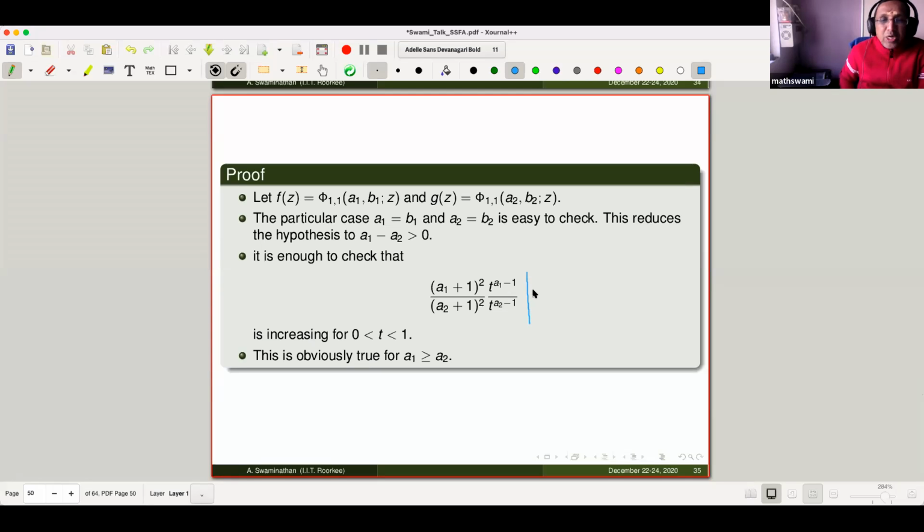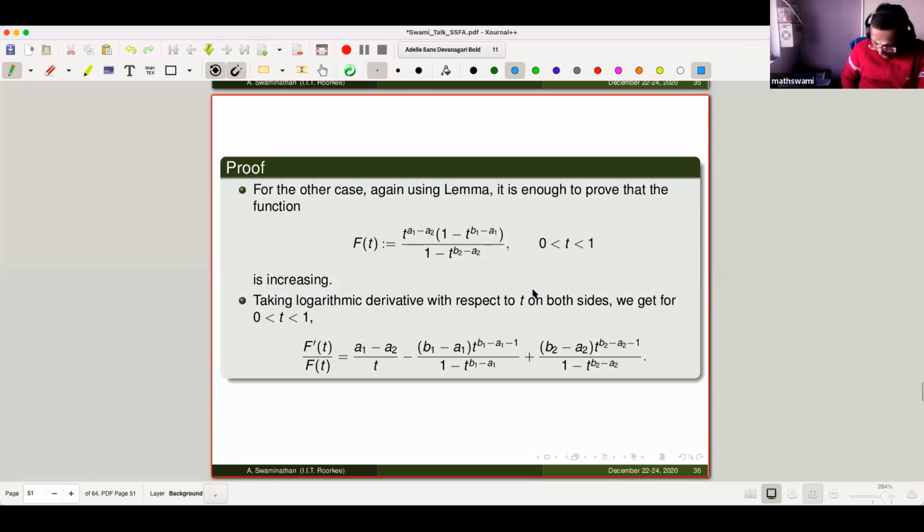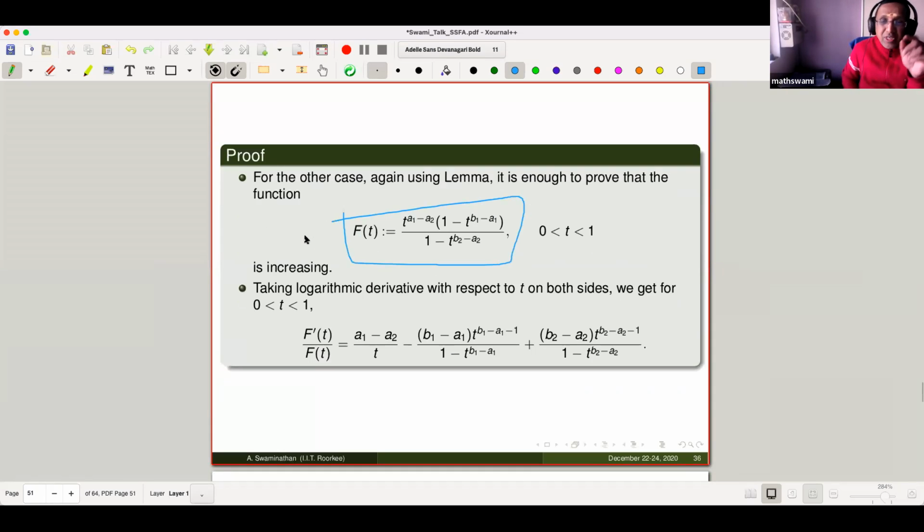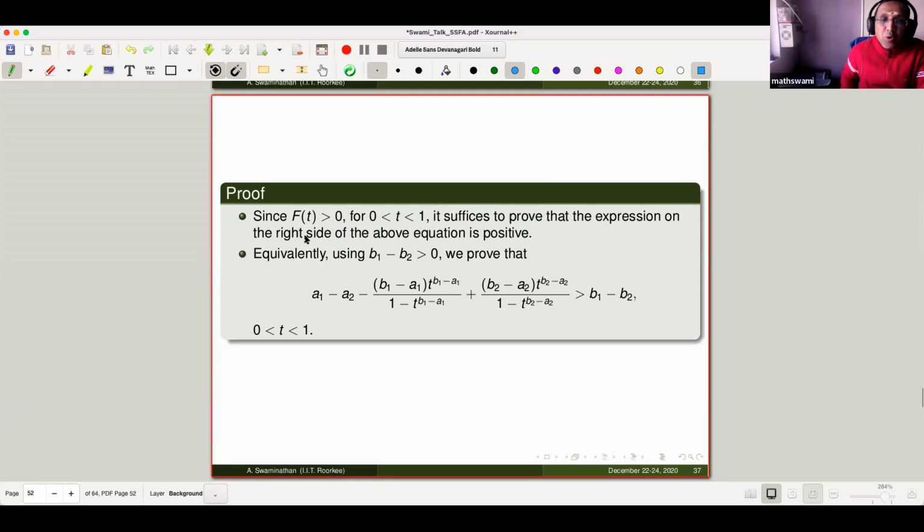Of course, this is obviously true for A1 greater than or equal to 2, A1 greater than or equal to A2. And for the other case, again, by using the lemma, meaning the result of Roth and Rushava, it is enough for us to prove that this particular function is increasing. And to prove this function is increasing, we take the logarithmic derivative. After taking the logarithmic derivative, since each f of t is positive for all t between 0 and 1, we are trying to prove only one particular part, which is given in the right hand side, the last term.